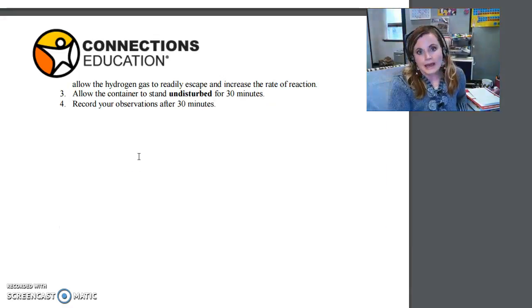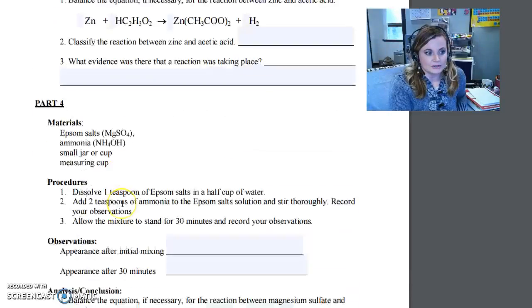Observations would be how it looks, any kind of effects that you might see. Is it getting hot? Is it bubbling? Is it changing color? Is the water changing color? Is the water becoming cloudy? There's a lot of different things to look for in your observations.